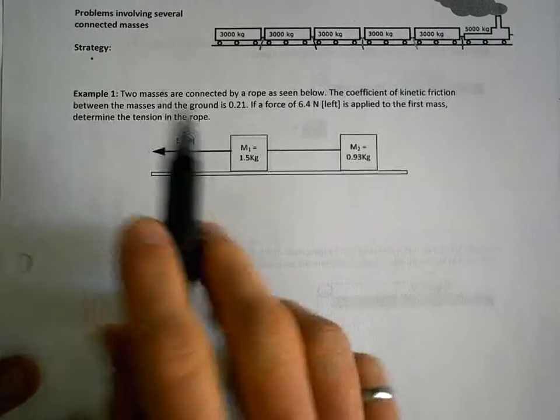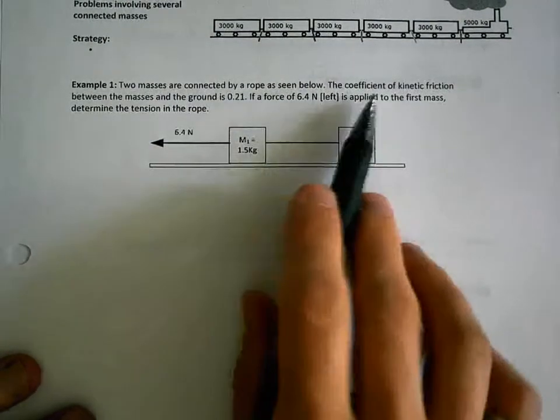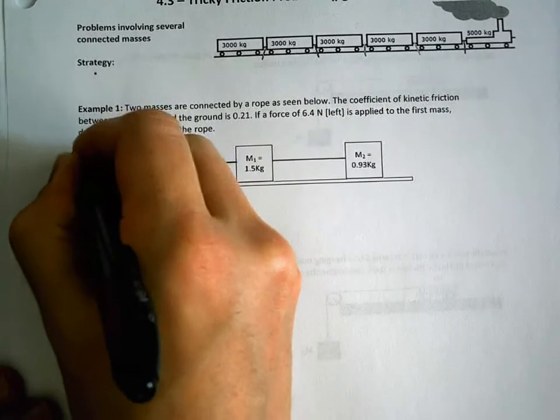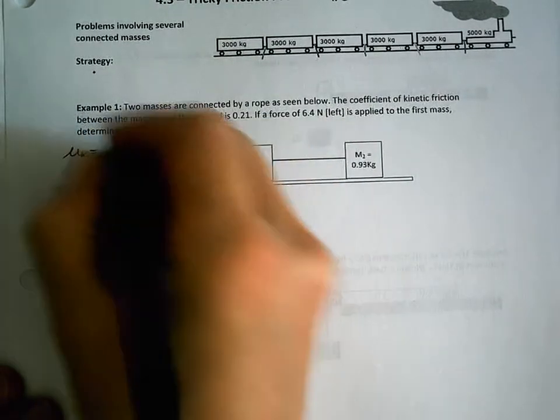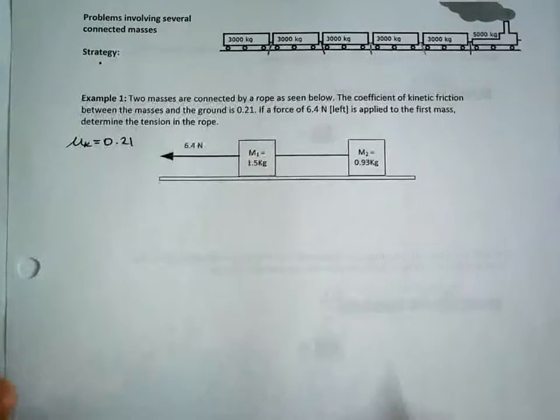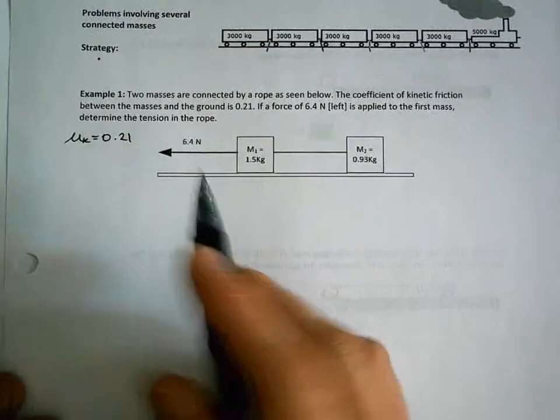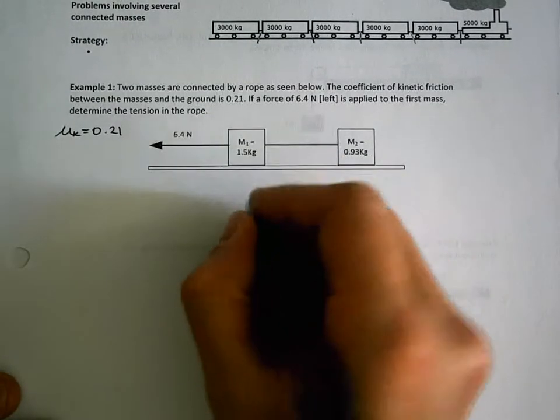So let's get started. Two masses are connected by a rope as seen below. The coefficient of kinetic friction between the masses and the ground is 0.21. So let's write that down right away. 0.21 is mu k. If a force of 6.4 newtons is applied to the left, determine the tension in the rope. Okay, so let's draw some free body diagrams.